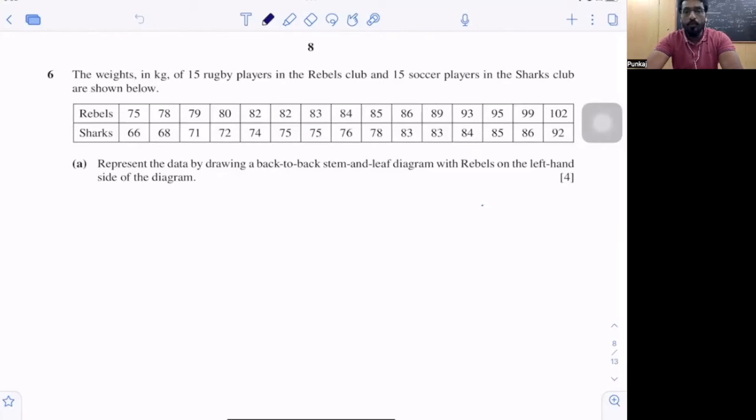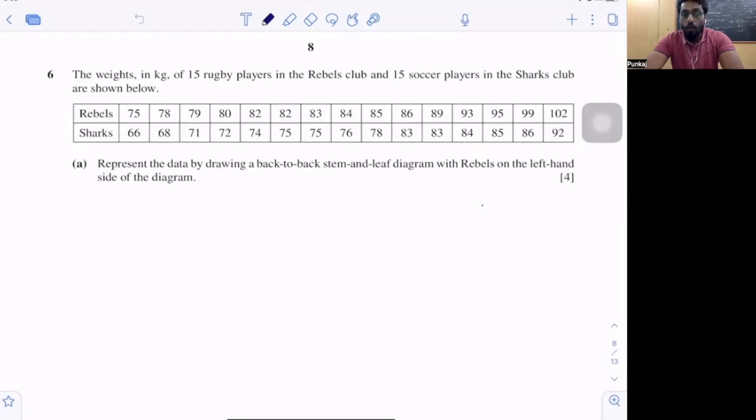So you can observe there is a table given to us, and then there is data given for Rebels, the weights in kg for 15 rugby players, and for Sharks, 15 soccer players. Again, there are data given to us. Now you can observe that you want to represent this data by drawing a back-to-back stem and leaf diagram with Rebels on the left-hand side, and obviously Sharks will come on the right-hand side.